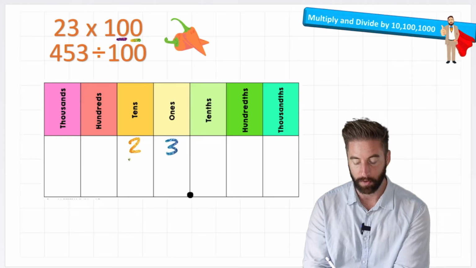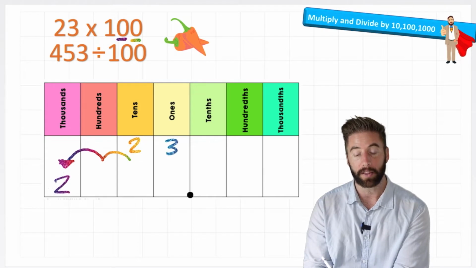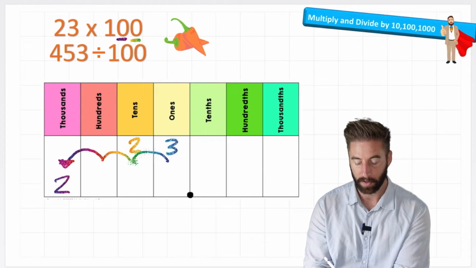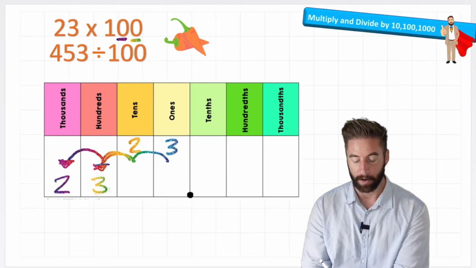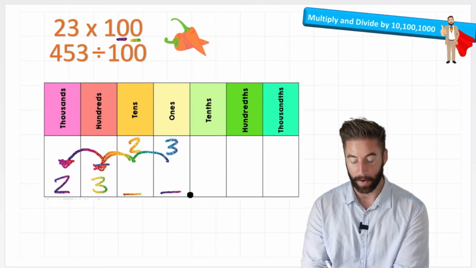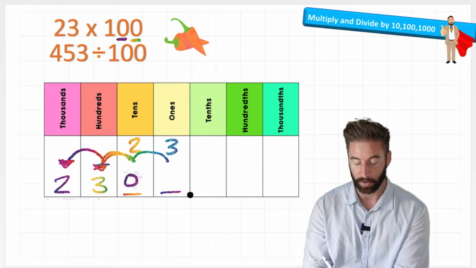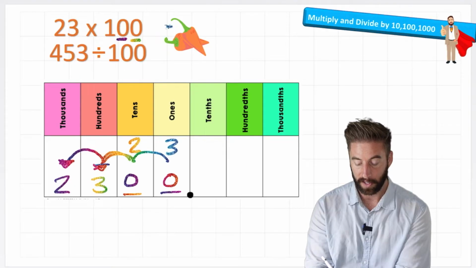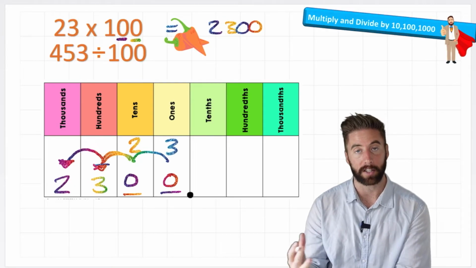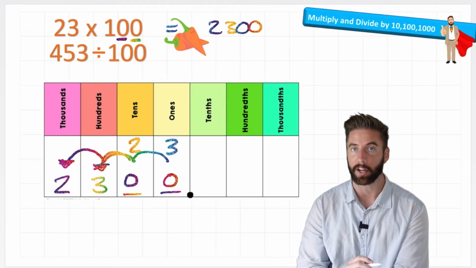So my 2 moves 1, 2 into the thousands column, and my 3 also moves 1, 2 into my hundreds column. Now remember, we've got some blank spaces here before my decimal, so now I need to fill them with placeholders or zeros. Show me that the answer to 23 times 100 equals 2,300, because 2,300 is 100 times larger than 23.